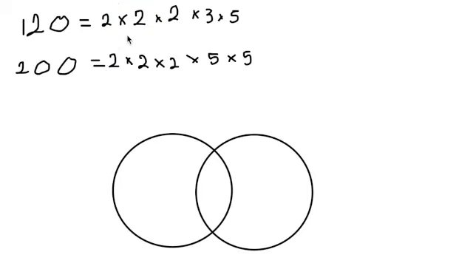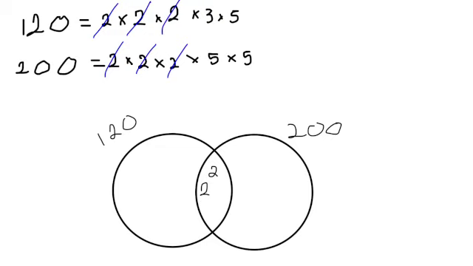So we've got a 2, we have another 2, we have a third 2, and we have a 5, and then only 120 has a 3 and only 200 has another 5. So this is going to be our Venn diagram.